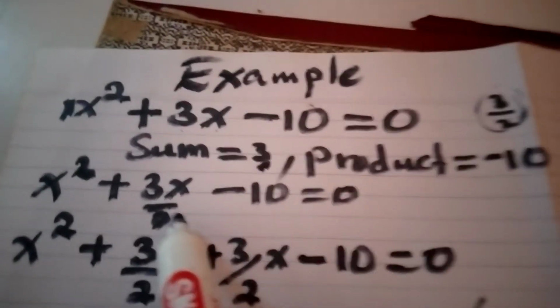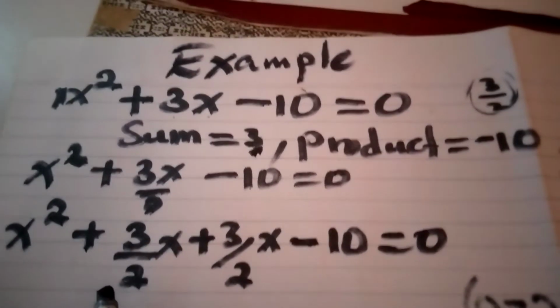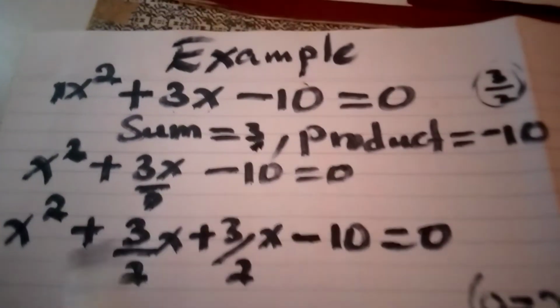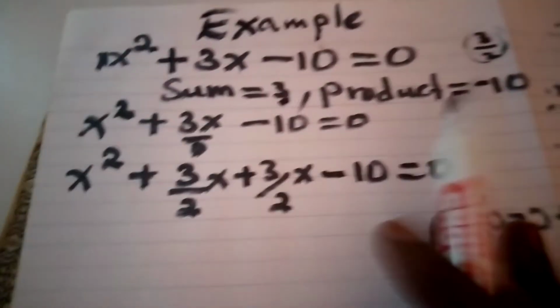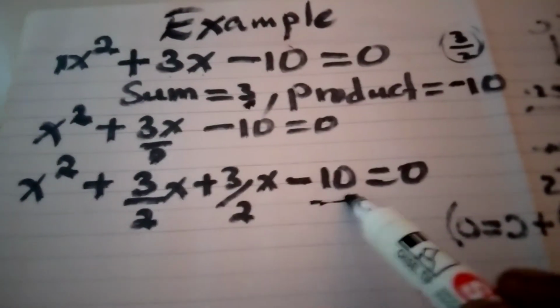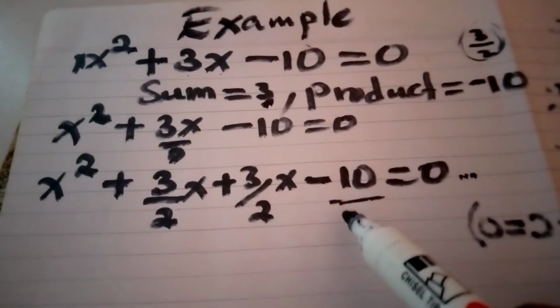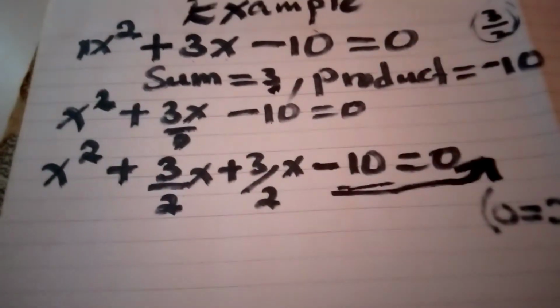So when you reach this step, the only thing which you have to do is to get half of the sum, then you add the two halves of the sum together. Then after that, take 10 to the left hand side of the equation. We move this 10 to this side here.